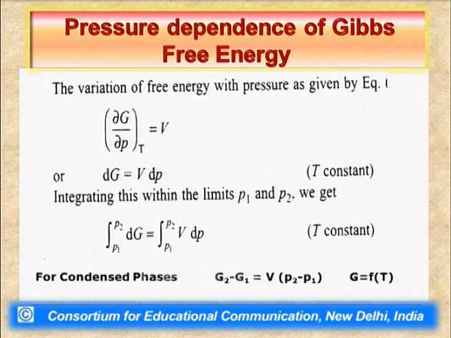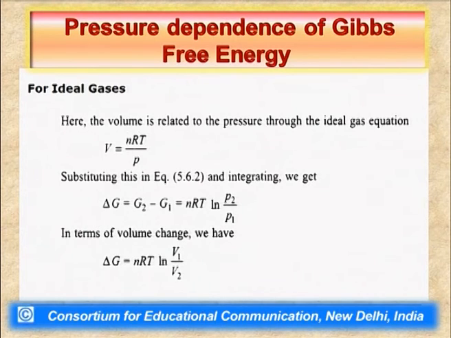More important is the fact that molar volume for condensed phase systems is very small. So, this small value when multiplied with a small change in pressure, P2 minus P1, gives a very negligible quantity. So, we can say G2 minus G1, the difference in Gibbs free energy due to pressure change, would be a very insignificant quantity. Therefore, for condensed phase systems Gibbs free energy is a function of temperature only. This is an important implication of the differential coefficient (∂G/∂P) at constant T equals V.